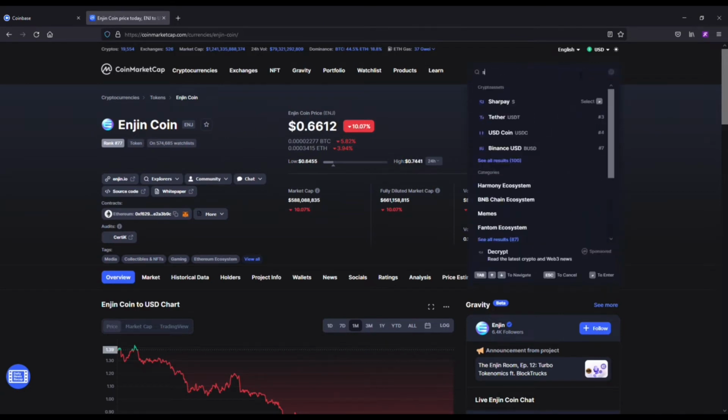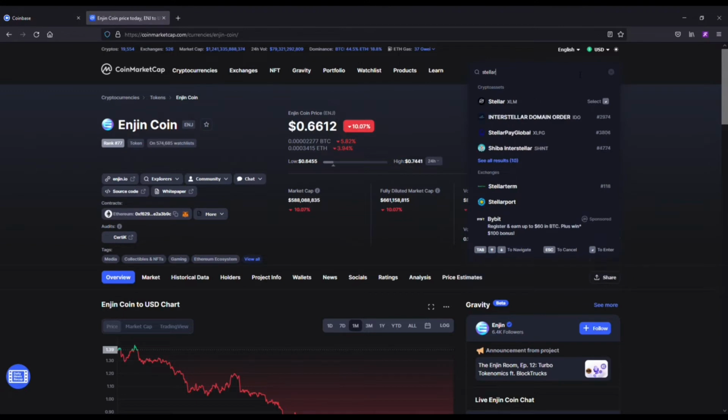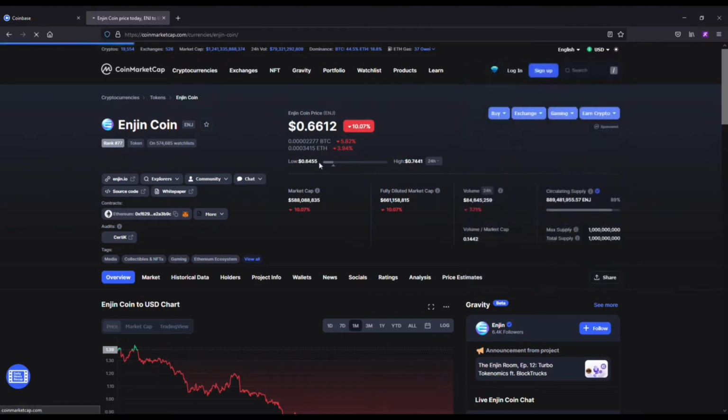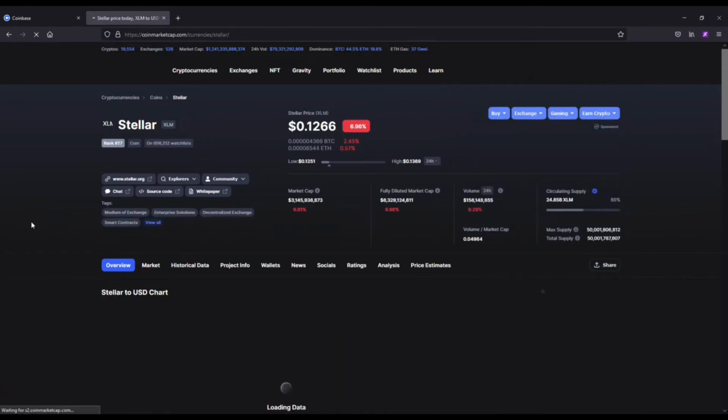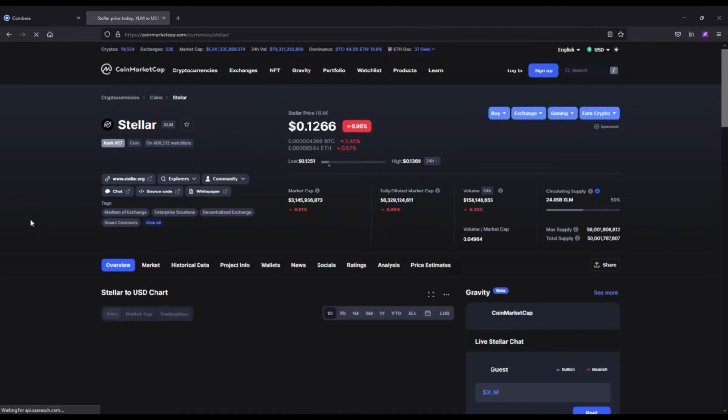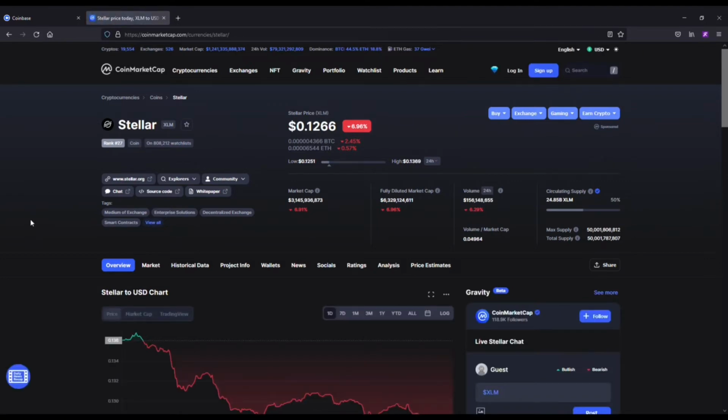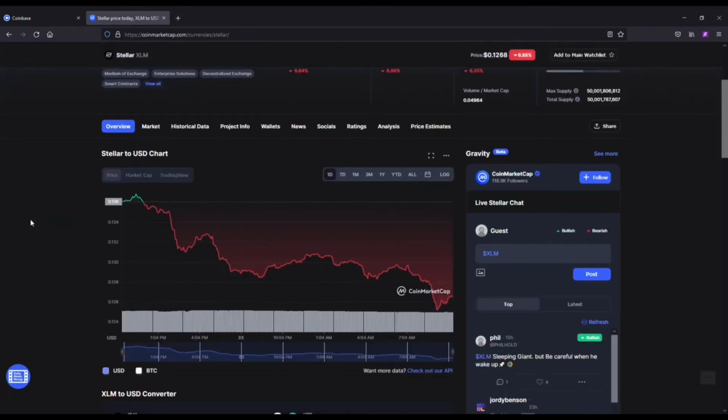Okay, next up, we've got Stellar. Currently at 12 cents with a 3.1 billion market cap. Another coin that has gotten hammered. I was saying for a while on this one, anything under 30 cents is a really good buy. And I do believe that. This coin has yet to break its all-time highs from a few years ago. It got up to like 90 cents.